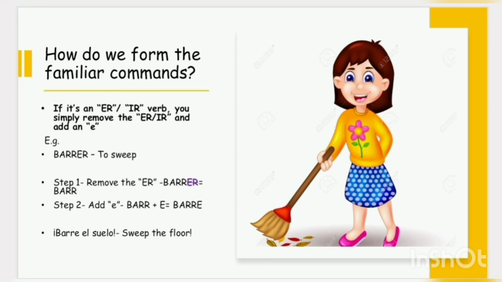So let's look at my example on the screen. This is barrer. So we want to tell somebody to sweep. So step one, we would remove the ER from barrer. When we remove the ER from barrer, we are left with barr, B-A-R-R. Step two, we would need to add on our E. So when we add on the E, we get barre. So to tell somebody to sweep the floor, it would be barre el suelo.